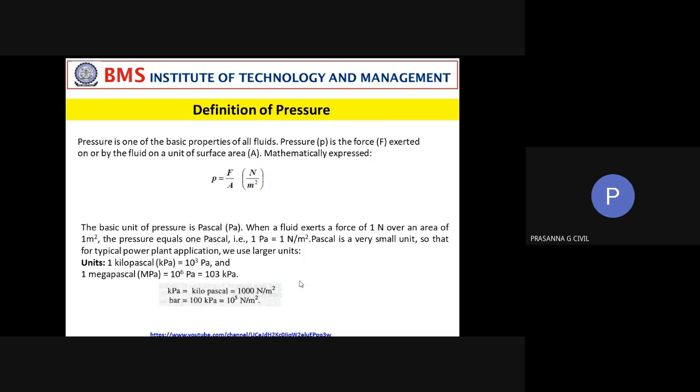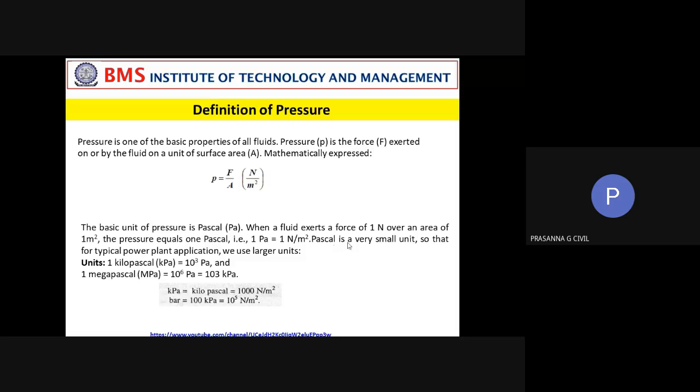Pressure is the force exerted on or by the fluid on a unit surface area, and we have the expression pressure is force by area, which is Newton per meter square. Now these are some things which we have looked at earlier. The basic unit of pressure, we write it as Pascal. When a fluid exerts a force of 1 Newton over an area of 1 meter square, the pressure is called 1 Pascal. And we have already seen this earlier. 1 Pascal is equivalent to 1 Newton per meter square.